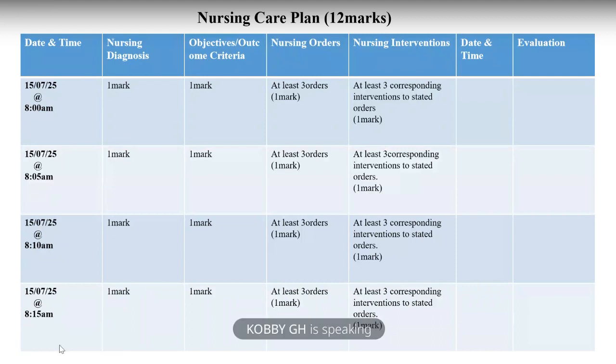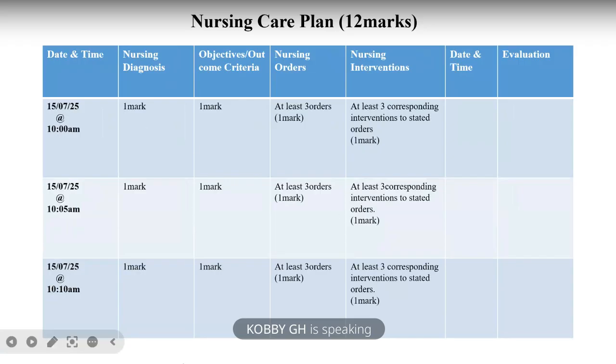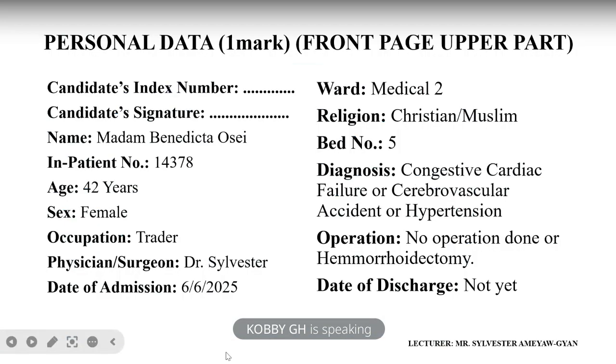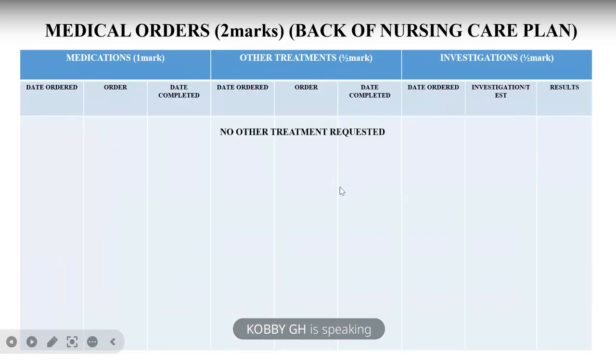If you divide it into 3, you write your time, observe 5 minutes interval, adding up will give you 15 minutes interval. Quickly, you turn to the back page of the care plan. In the middle, you write no other treatments requested. The medication, you look on the treatment sheet, you quickly write. In fact, if it is me and I'm sure I'm writing 3 medications, I'll write the 3 different dates separately first before I even write the medication. Here, I'll write not yet 3 times over here. Then I'll write no other treatments requested.